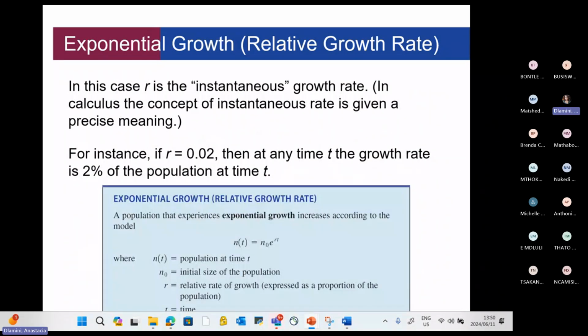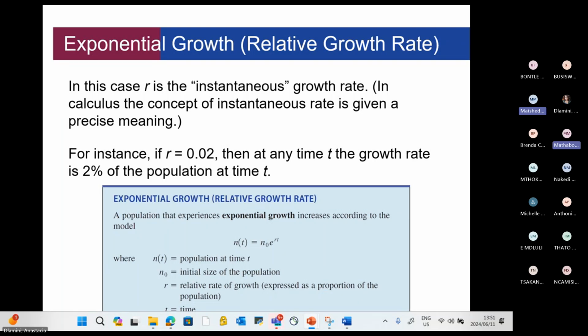For instance, if r is equal to 0.02, then at any time t, the growth rate is 2% of the population. Now they're saying exponential growth: a population that experiences exponential growth increases according to the following model. Do you see the model? What does it look like?